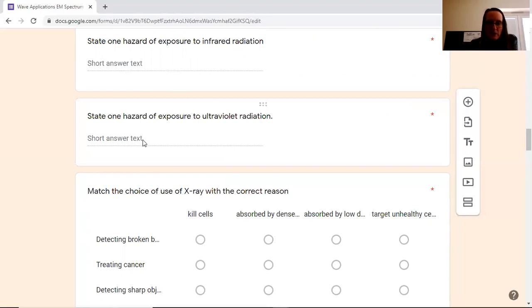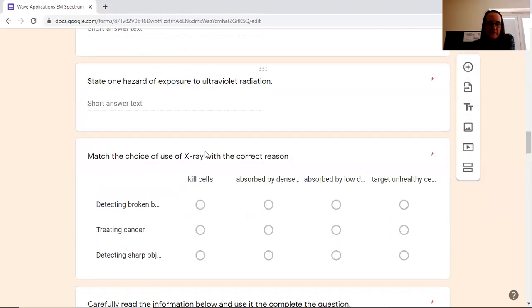One hazard of exposure to ultraviolet. Now there you could have cataract or blindness or damage to the eyes. Skin cancer. If you put cancer, that wasn't sufficient. You needed to say that it was of the skin, because the UV is absorbed in the first layers of skin. It doesn't travel through your body, so it's not going to damage any cells any deeper than the skin. I also allowed, if you put that it was premature aging of the skin.